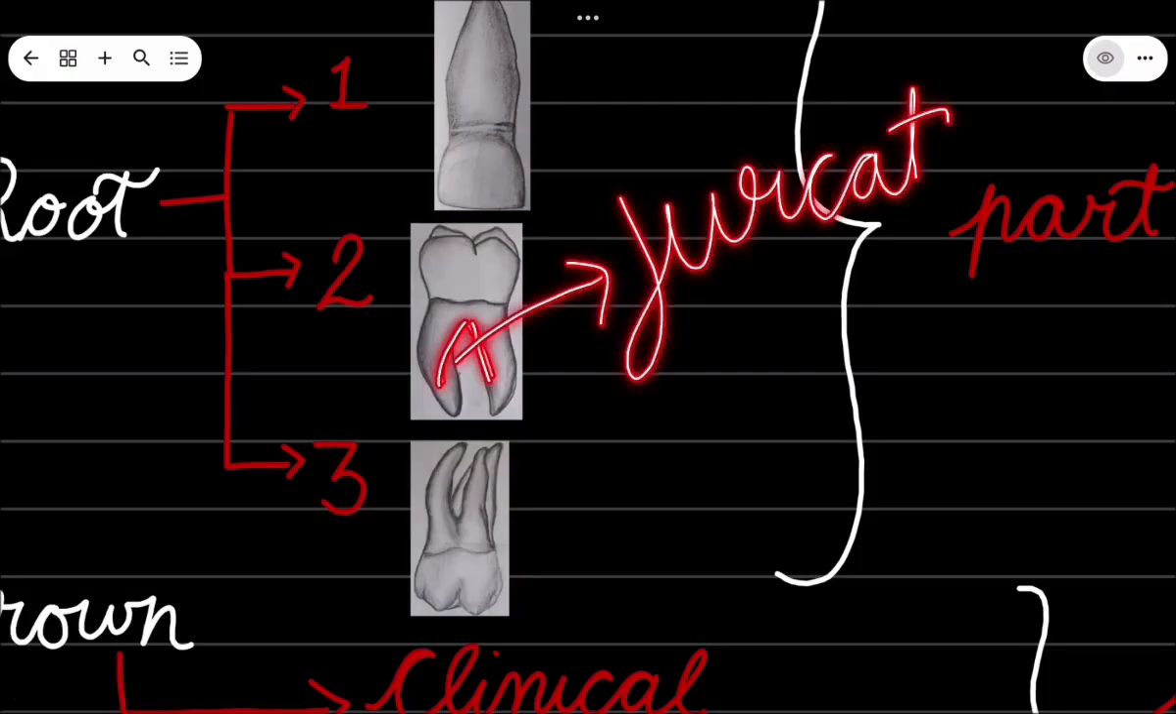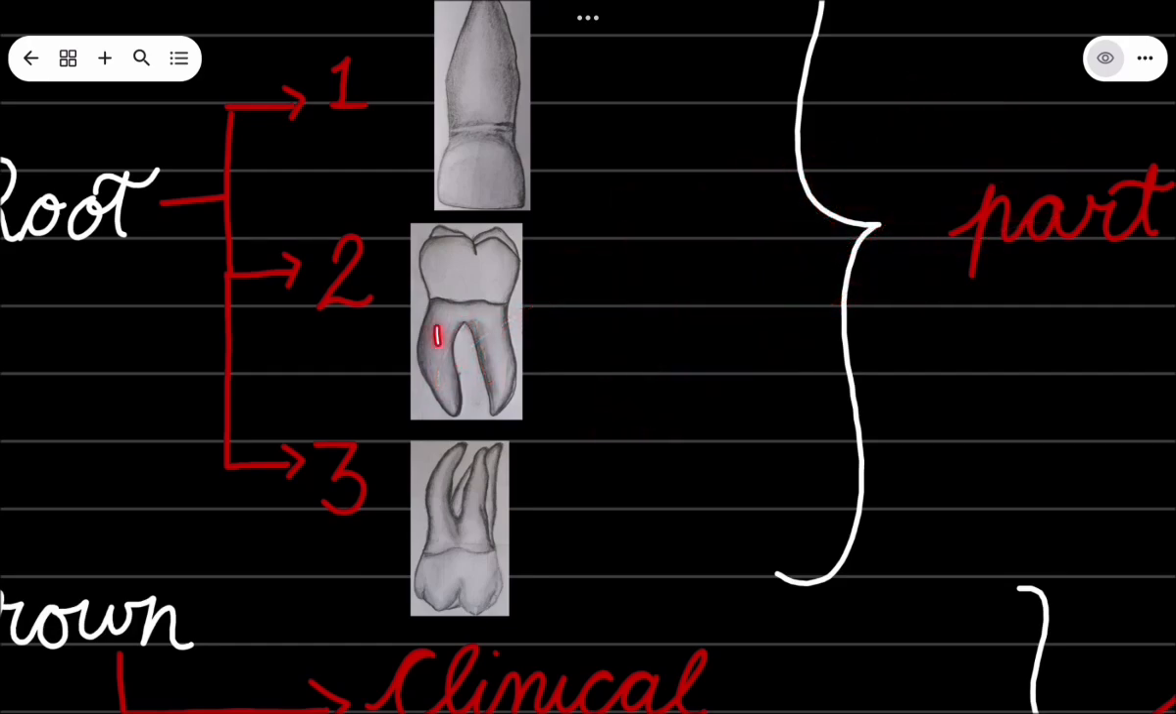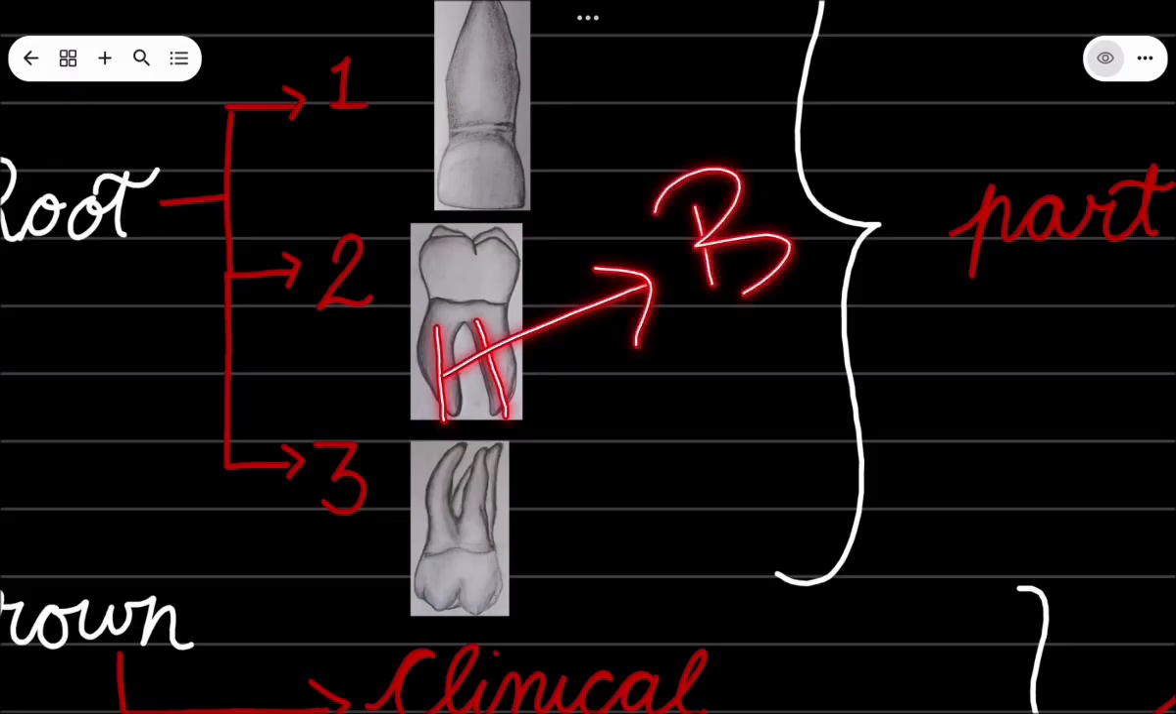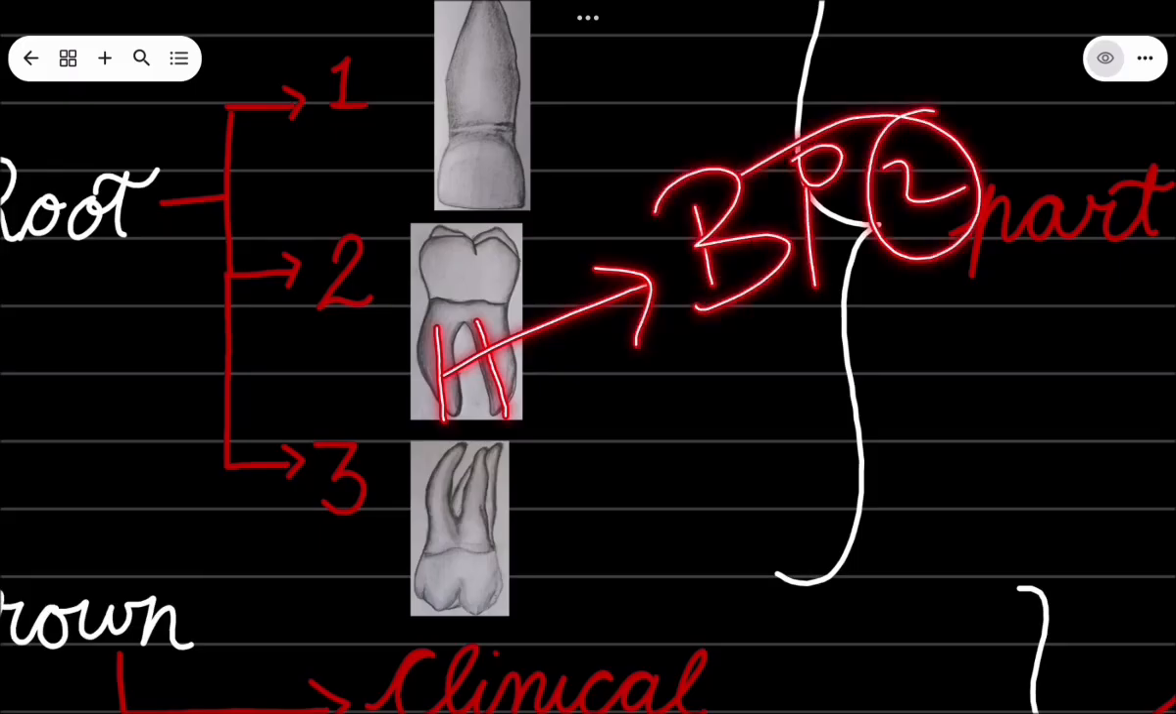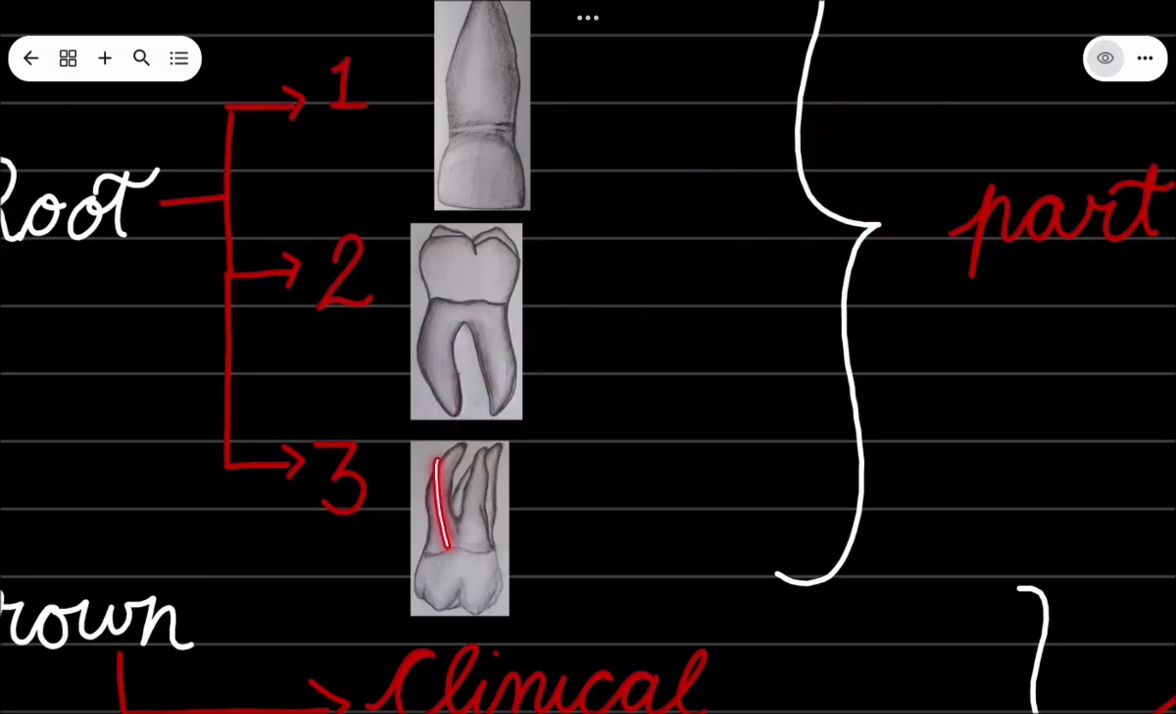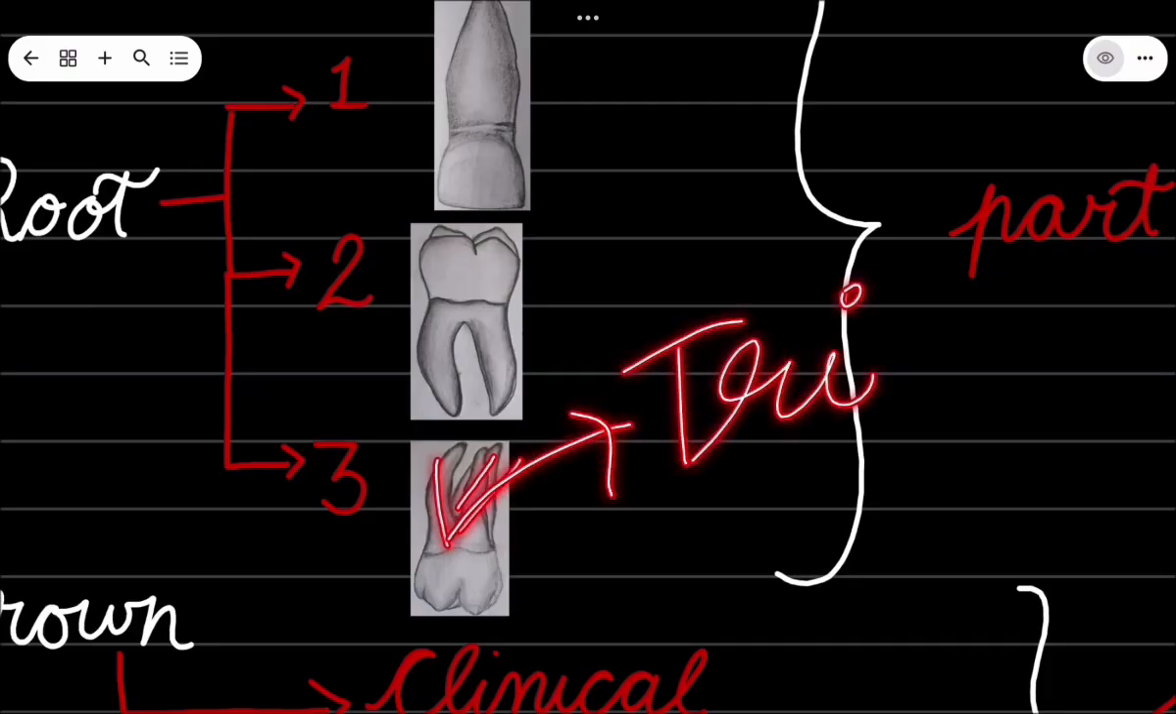The area is called the furcation area. Now, if the root is dividing into 2, it will be called bifurcation, that is division into 2. And if it divides into 3, this is called trifurcation, that is division into 3.